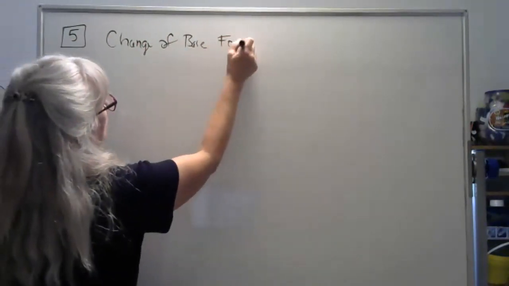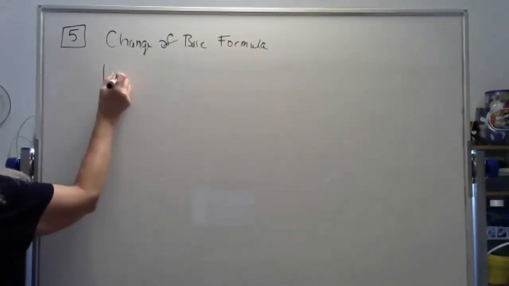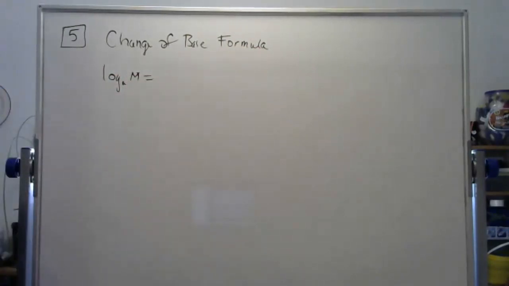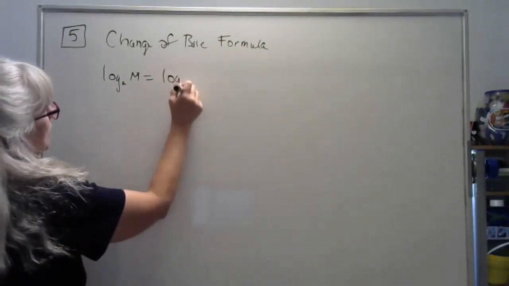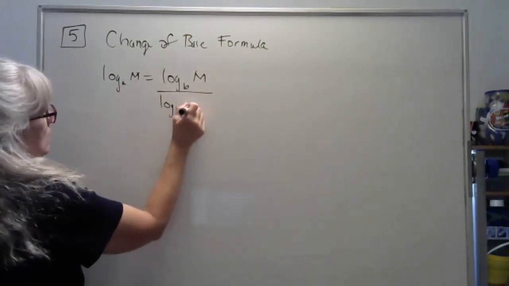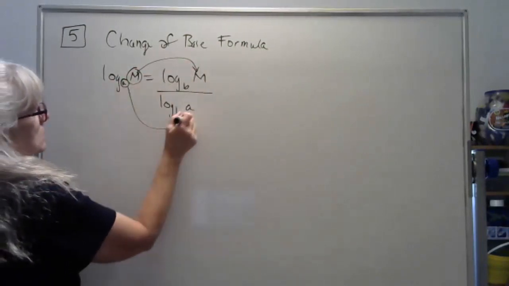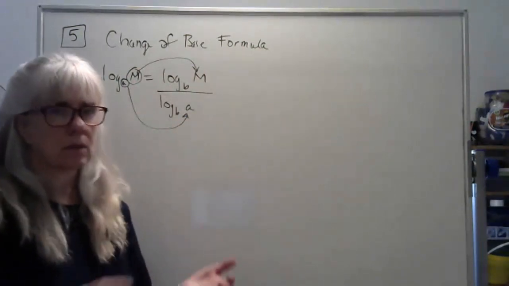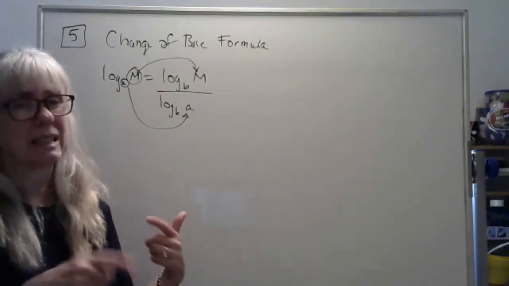Change of base formula. What that says is this: if you have log base a of m, and you don't like dealing with that base for whatever reason, you can switch that into a different base, like log base b of m over log base b of a. So the argument goes on top, the base comes to the bottom, and you're switching it to a different base. This gave us a way of finding logarithms of 2 base 3, base 4, when all we knew were log base 10s and log base e's.